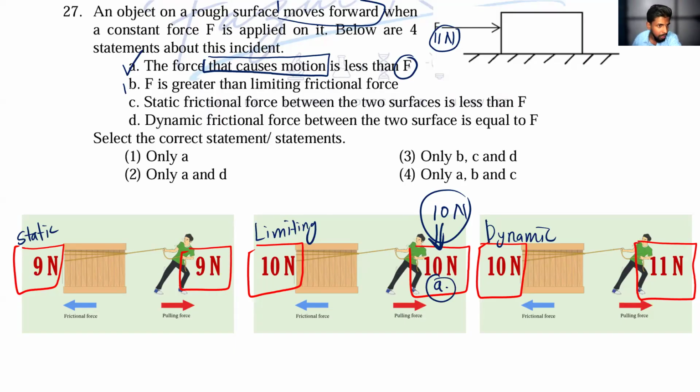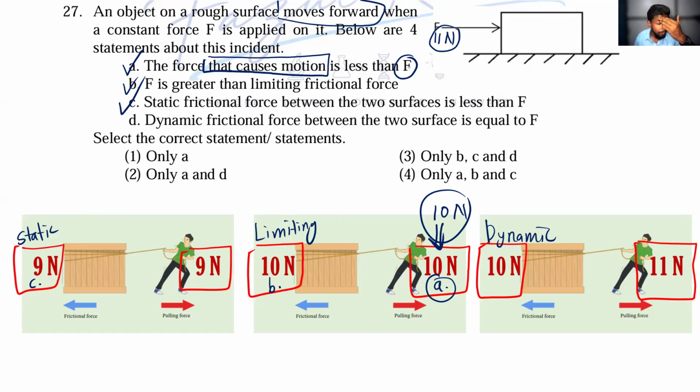Okay, we'll discuss B. The F is greater than the limiting frictional force. Limiting, that is B, right? We'll put B here. Limiting frictional force, that is 10 Newton. The 11 Newton is greater than the limiting frictional force. Limiting is 10. We are applying 11 Newton. So that is also correct. C, static frictional force. We'll put a C here, right? Static frictional force is less than F. Static frictional force is 9. We have applied 11 Newton. F is 11 Newton, no? So that is also correct.